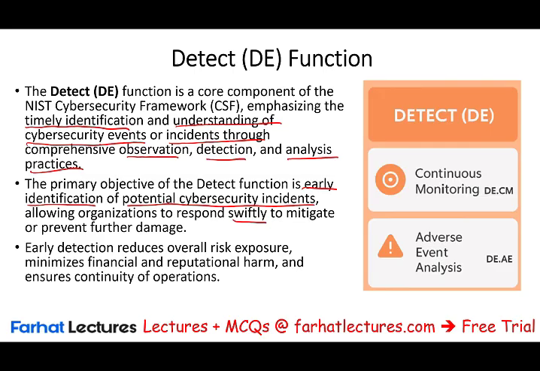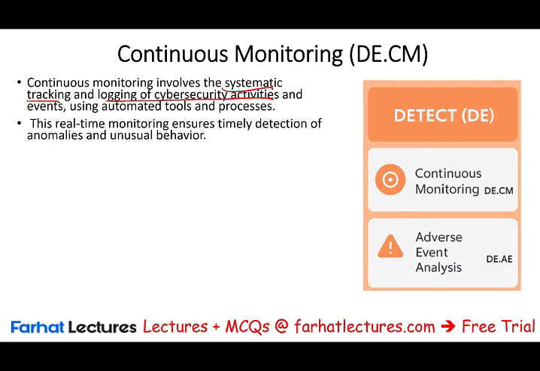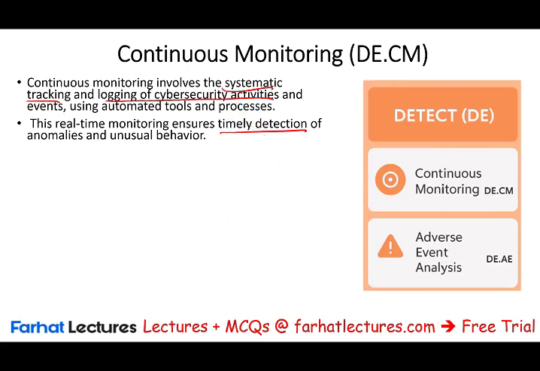Now the detect function will have 2 categories: continuous monitoring and adverse event analysis. What is continuous monitoring? Here we're talking about the systematic tracking and logging of cybersecurity activities and events using automated tools and processes. What you want to do is continuously monitor what's going on and log what's going on in real time. This real-time monitoring ensures timely detection. Why in real time? Because 24/7 a cyber attack could take place. Therefore, your continuous monitoring should be 24/7 for any anomalies or unusual behavior.